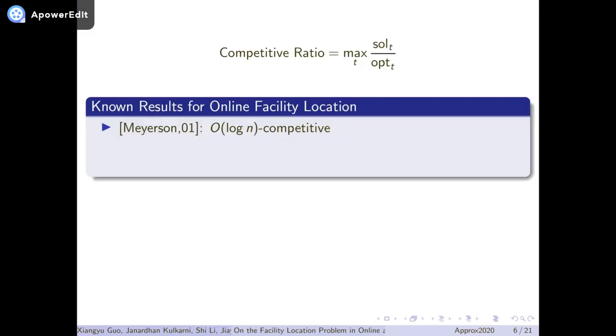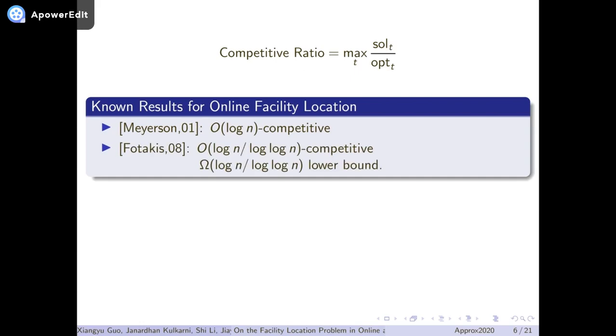Here are some known results for this problem. Meyerson proved a big O log n competitive ratio, and it was improved by Fotakis to be a big O of log n over log log n. Fotakis also proved that omega of log n over log log n is a lower bound.